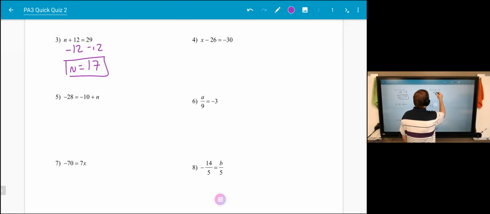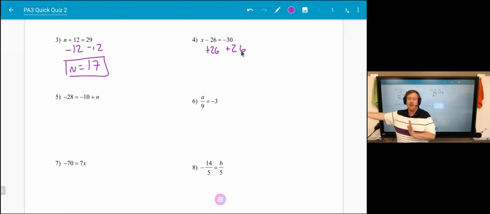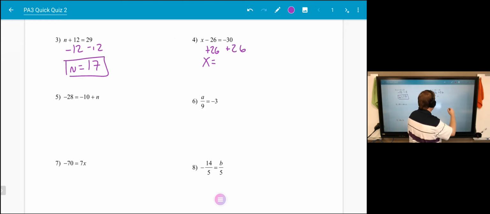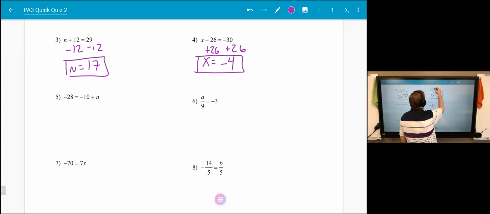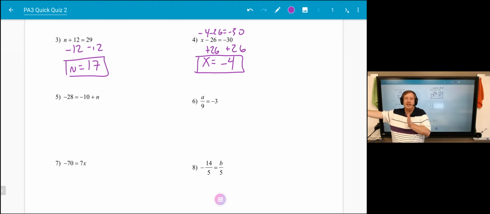x minus 26 equals -30. I'm going to add 26 to both sides. If I've got a -30, and I come back 26, I'm not quite back to 0. So I'm going to have a negative number. And what's the difference between 30 and 26? That would be 4. Check your work. Does -4 minus 26 equal -30? Sure does. If I start with -4, I go 26 more negative, I end up at -30.